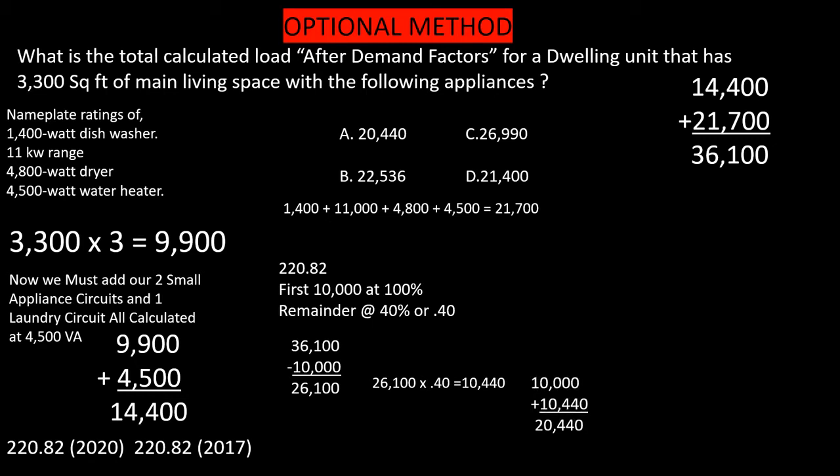Now we're going to take that 10,000 that we set to the side, and we're going to add it back to our reduced load. And that's going to give us a total of 20,440. And we are going to select A. Great job.